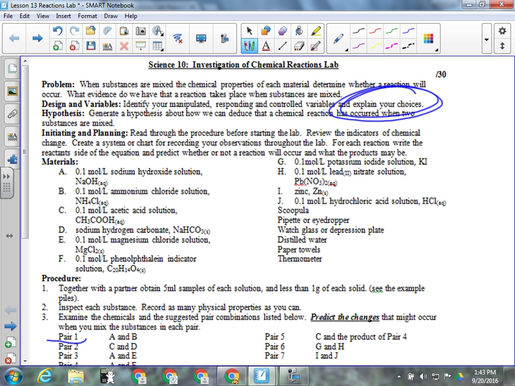For our hypothesis, what 3 words does the hypothesis have to have? Okay, if, and then. Okay, in the if part, you should talk about what a chemical reaction is or what happens in a chemical reaction. A good place to look for that is in Dalton's atomic theory.